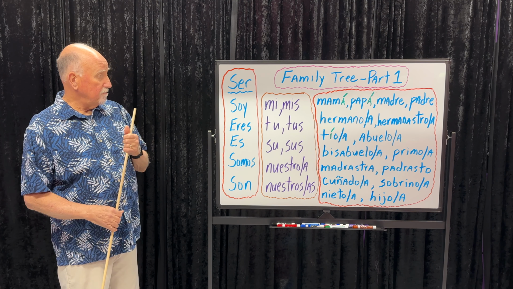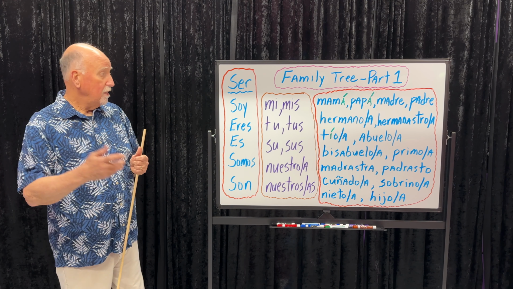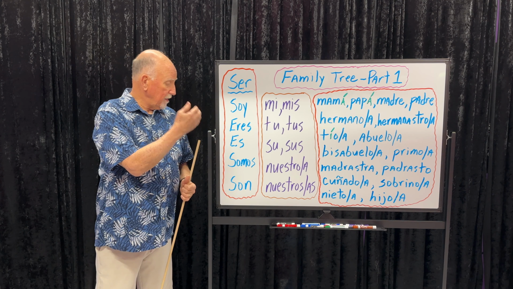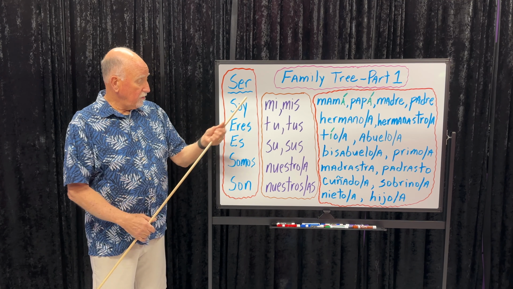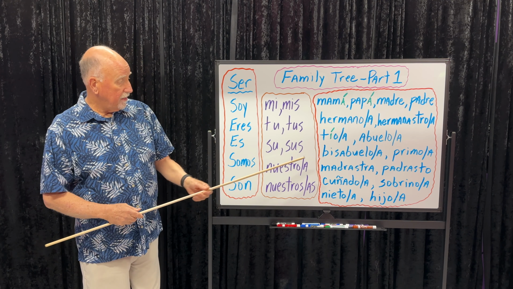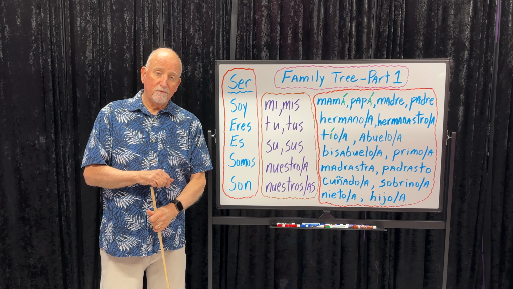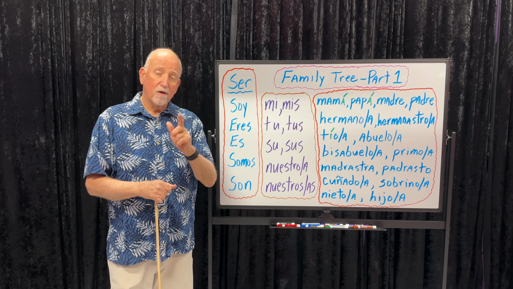So there you go. Family tree part 1. We'll add some more in our second part. The verb, say it again. Soy, eres, es, somos, son. Here are your possessive adjectives. And here are some family tree words. All right, that'll wrap it up for part 1 of family tree. We'll see you soon with part number 2.